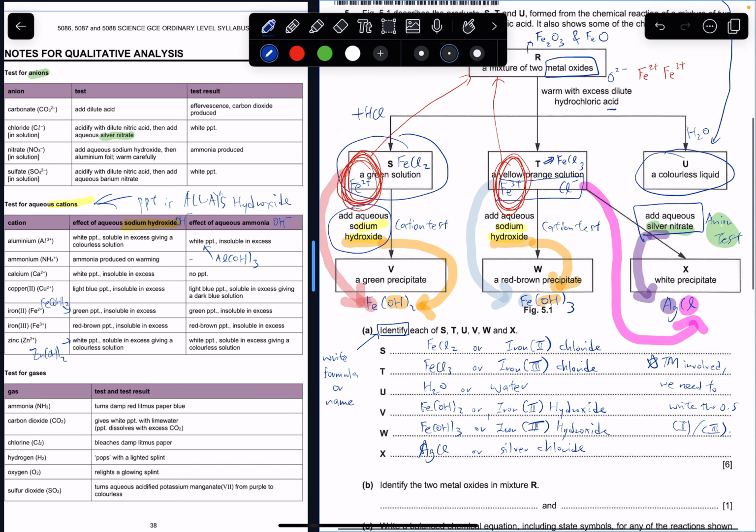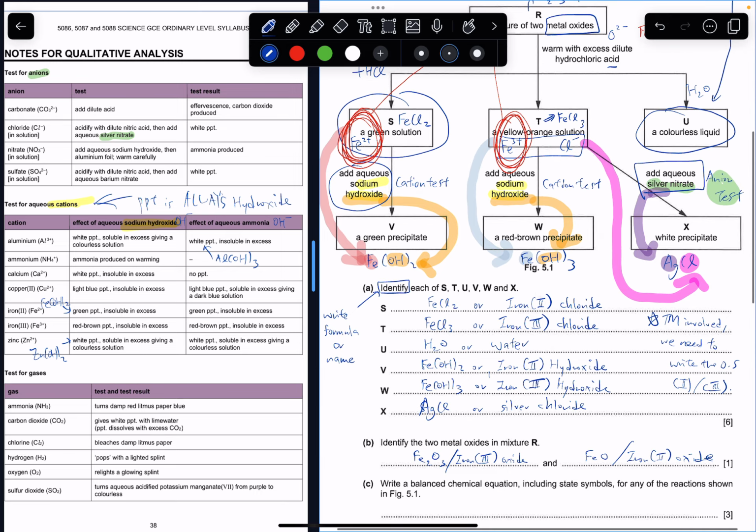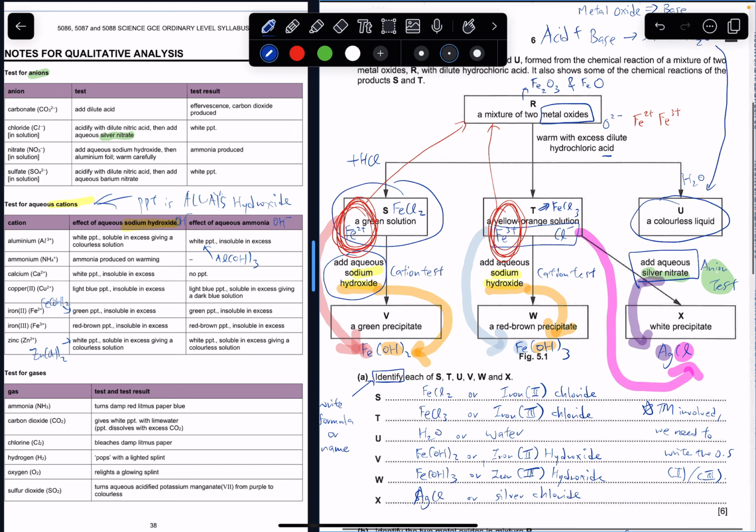And the two metal oxides are Fe2O3 and FeO, or iron(III) oxide and iron(II) oxide. Equation wise, I'm sure you can balance. If not, refer to acids, bases and salts. That's all. Thank you for your attention.